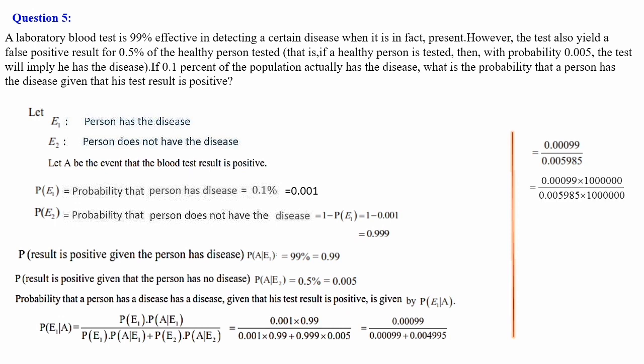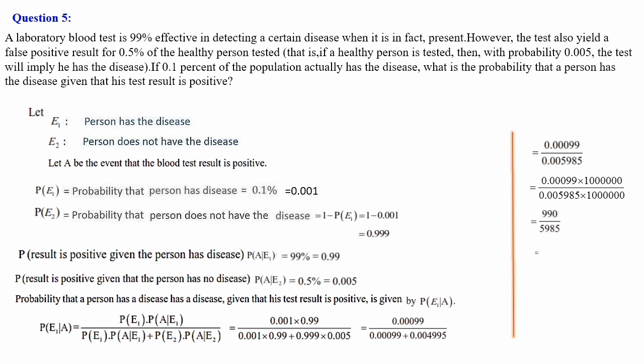Please do not copy. That is equal to, denominator 1, 2, 3, 4, 5, 6 places after the decimal, numerator 1, 2, 3, 4, 5 places. So 6 is bigger. Just multiply numerator and denominator by 1 followed by 6 zeros, so that the decimal portion will be eliminated. It becomes 990 divided by 5985.